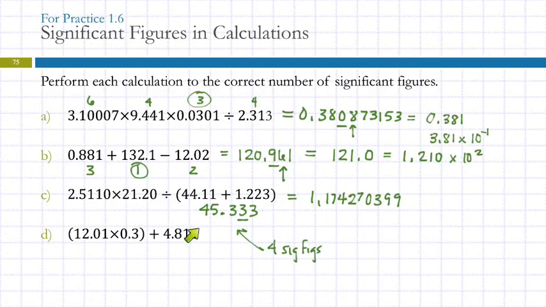Okay, so this one has 4 sig figs, this one has 4 sig figs, and this one has 5 sig figs, right? So I round my answer to 4 significant figures. There's 1, 2, 3, 4. And then I look at the next one, which decides whether I round up or down. I'm going to round down. 1.174.